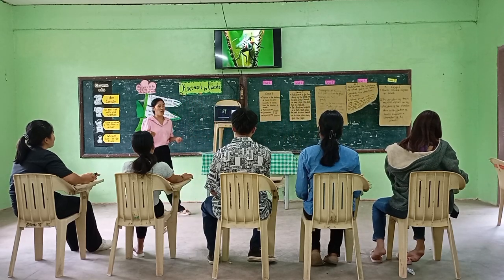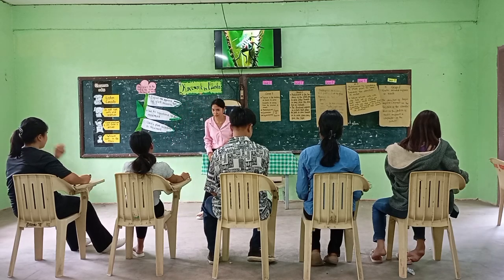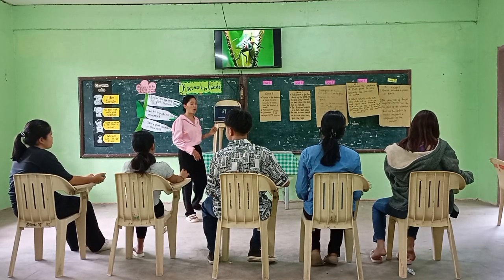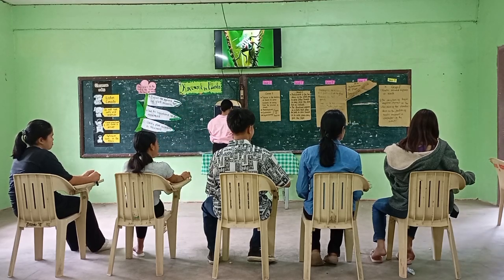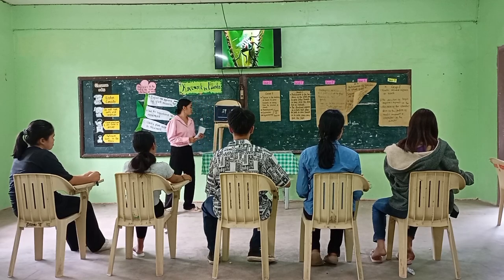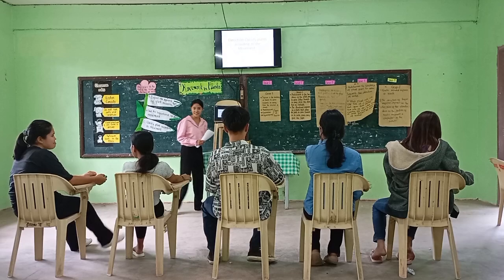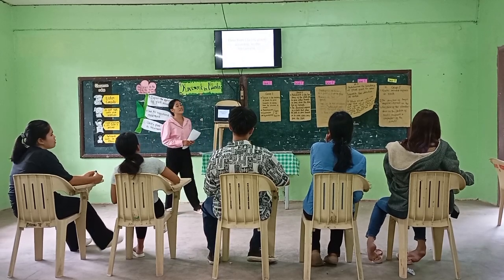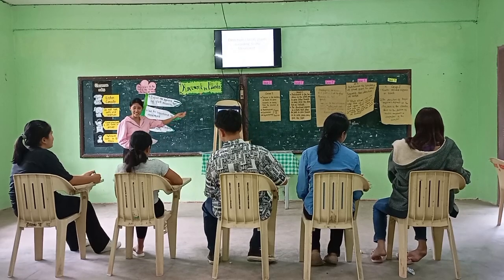If there are no clarifications, class, we will have an individual activity. Take one whole sheet of paper. The direction: classify plants according to their movement. Is it clear, class? Yes, ma'am.